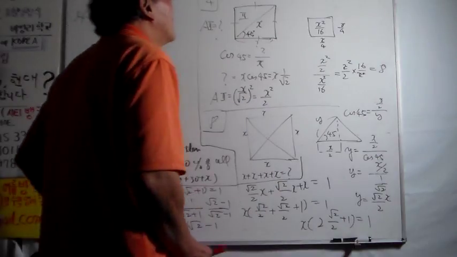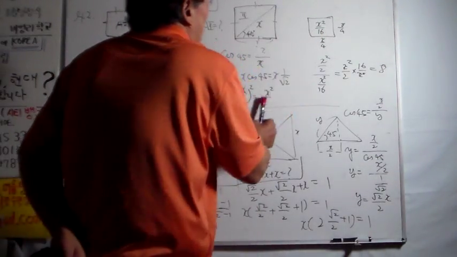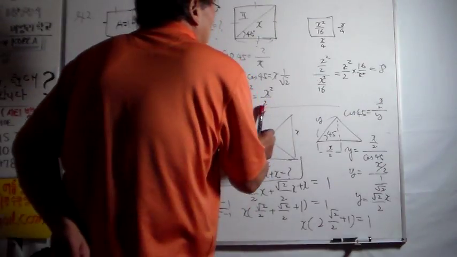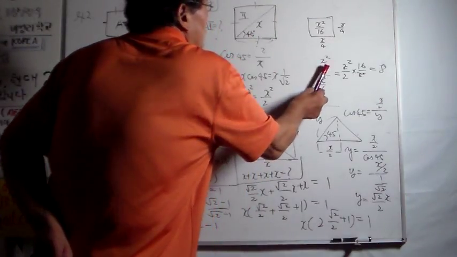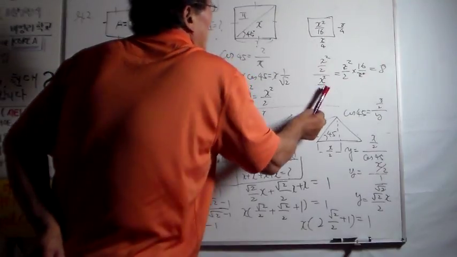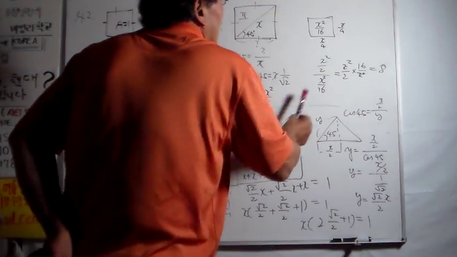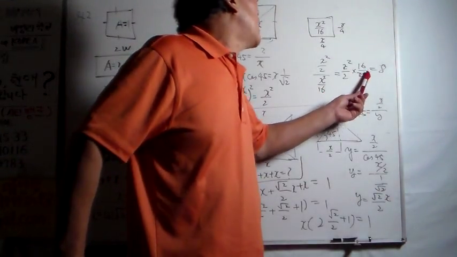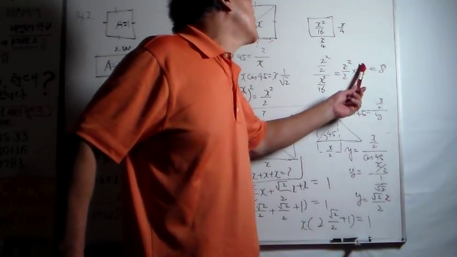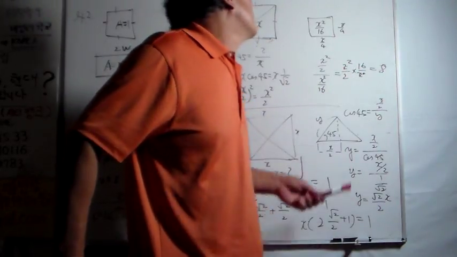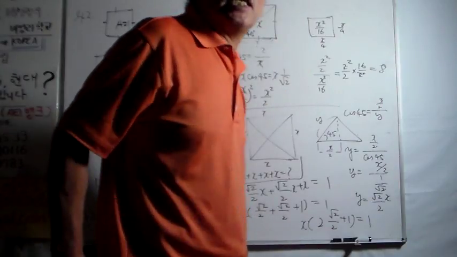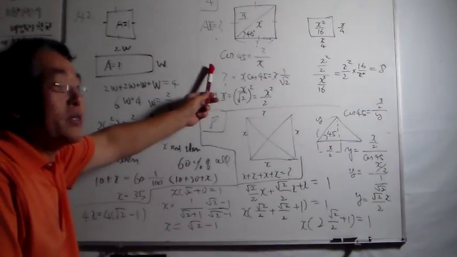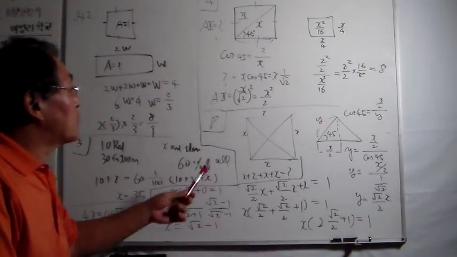Then how many times bigger is this than this? We have to divide. This area 2 is x squared over 2 divided by this area, x squared over 16. Once you figure it out, take the reciprocal, x squared cancels out, and 16 over 2 is 8. So this is 8 times bigger in area than this. Okay, next one is this. This example is very good. You have to know this.